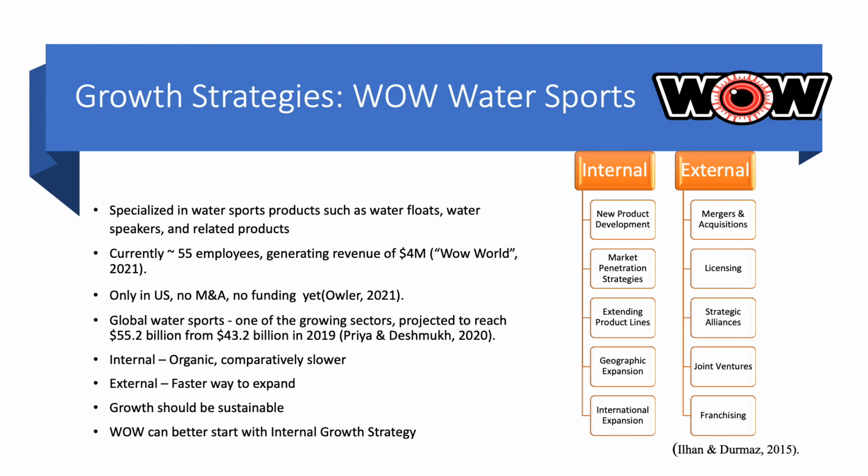Generally, the internal strategies are more organic and comparatively slower growth. The external strategies are a faster way to expand, but there is a high risk associated as well. So, when you're selecting the growth, it should be sustainable growth. Considering all the facts, WOW can start with an internal growth strategy at first and eventually lead into an external strategy.